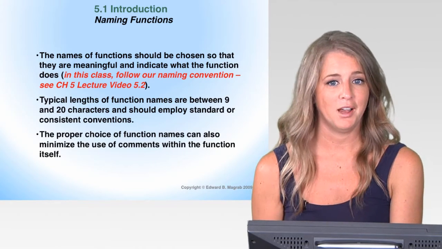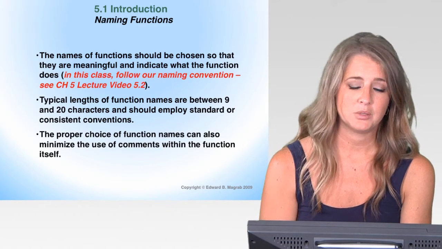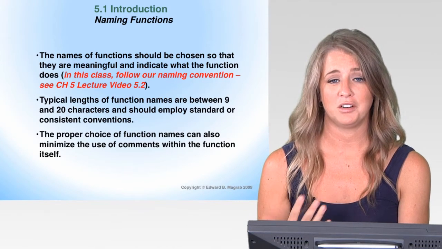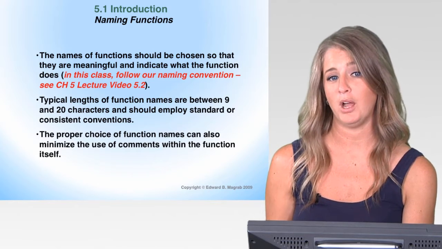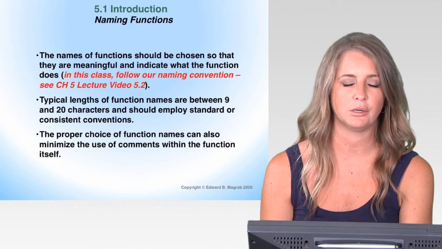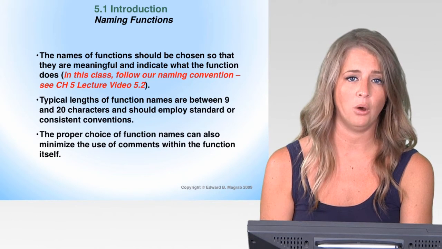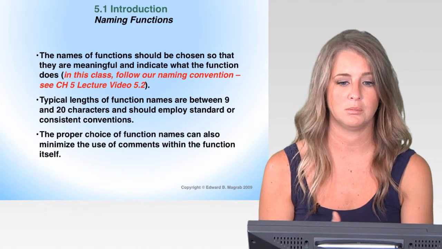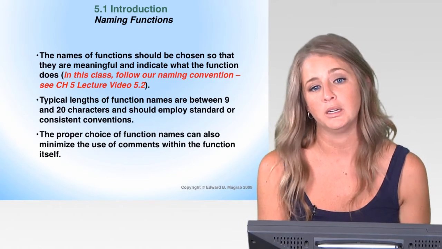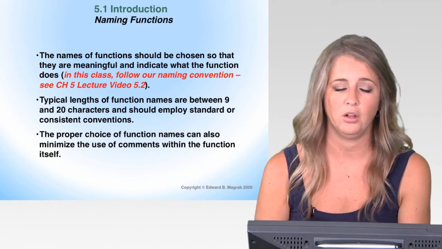Now, in this particular class, I am going to have you use a specific naming convention for your function files. In the past, we haven't done this, and it really creates a lot of confusion for students. A lot of times their functions wouldn't actually run just because of simple naming convention issues that weren't really clear before. So in the next video, be sure you watch that because I'm going to specify for you how you should go about naming your functions. I'm going to do all kinds of examples for you. The typical length of function names is anywhere between 9 and 20 characters, and it should employ standard or consistent conventions. Again, I'll go over those.